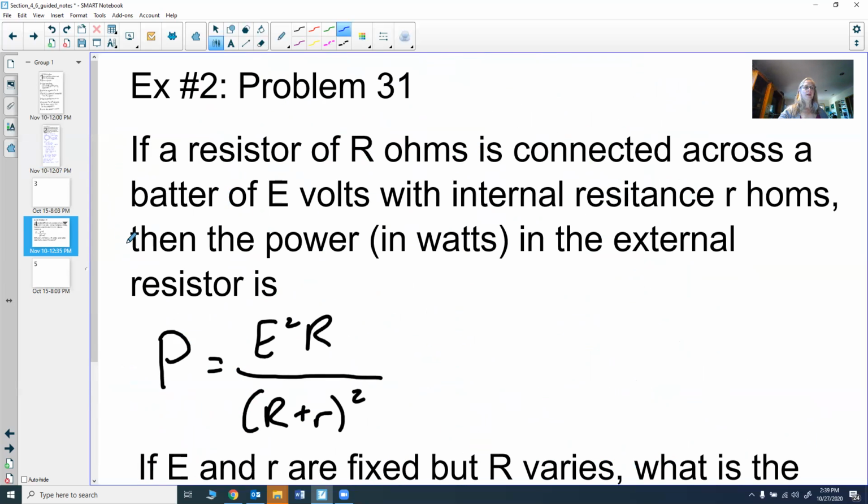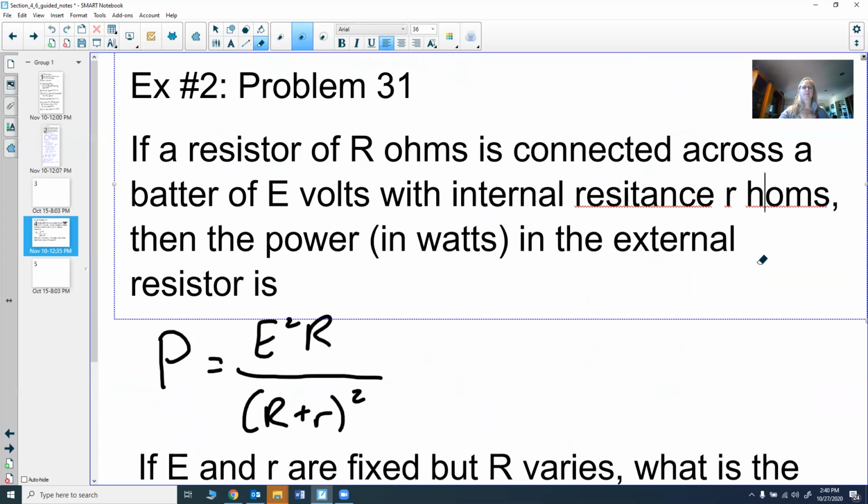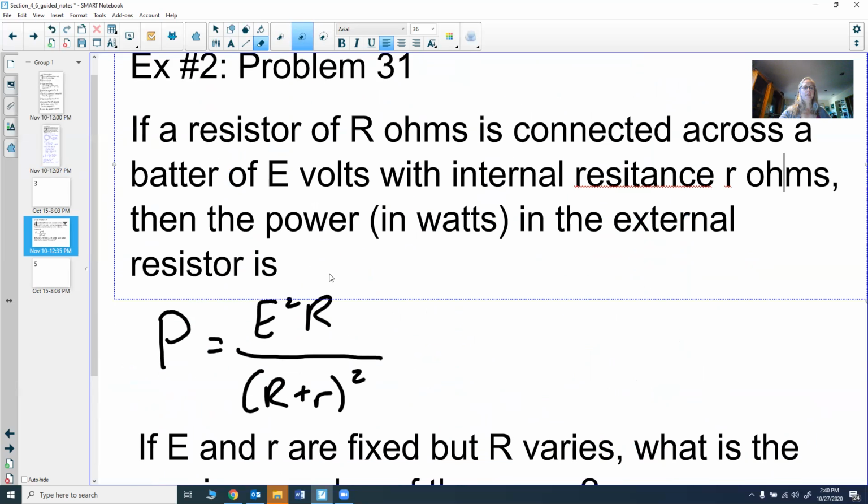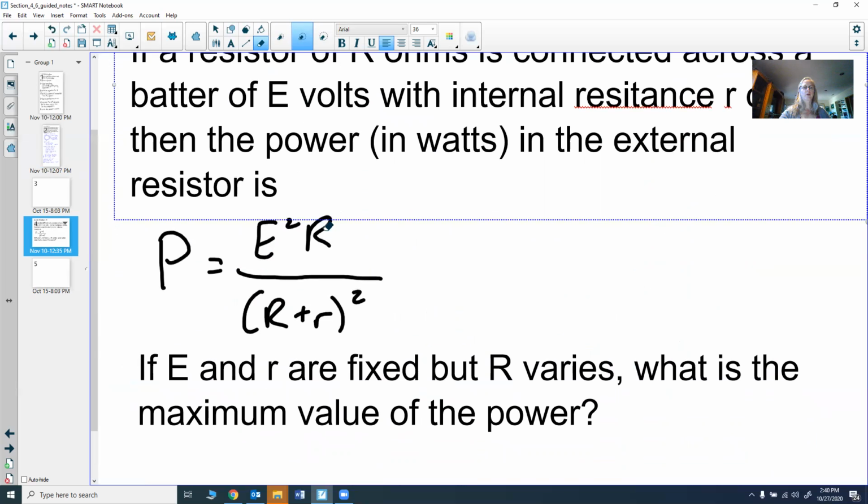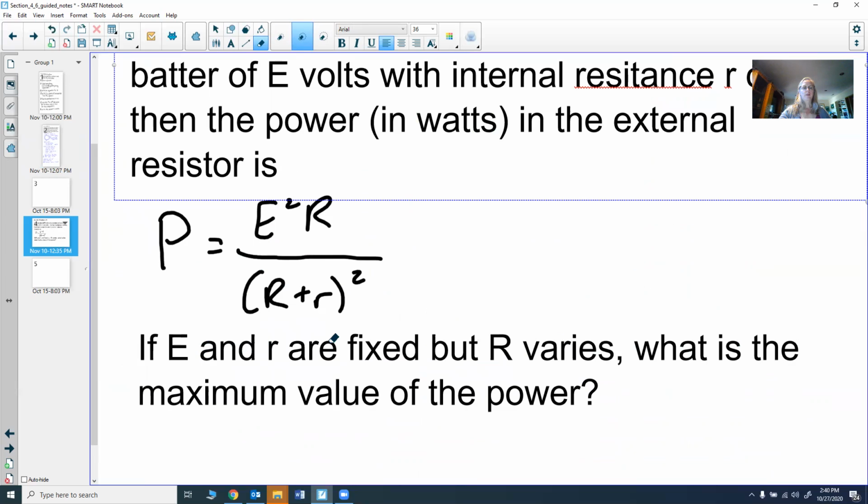Let's do another problem. This one says if a resistor of R ohms is connected across a battery of E volts with an internal resistance r ohms, then the power in watts in the external resistor is P equals E squared R over (R plus little r) squared. If E and little r are fixed, but big R varies, what is the maximum value of the power? So this is the power. We want to find the maximum value.